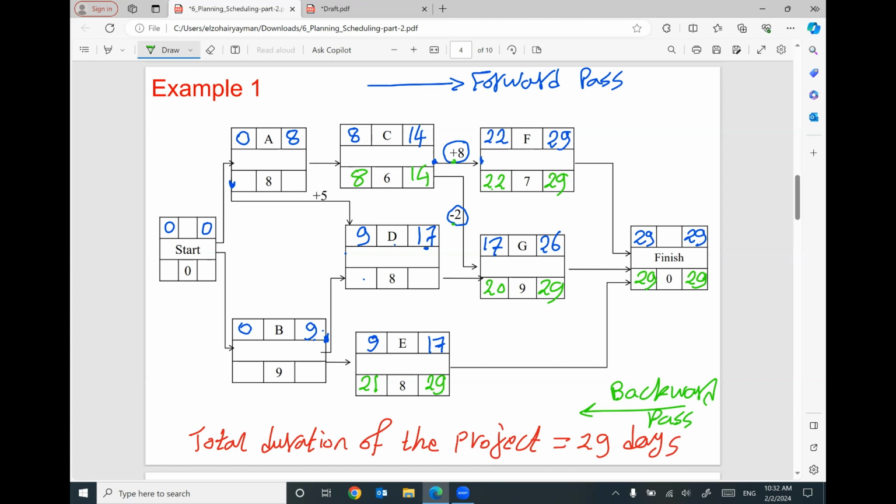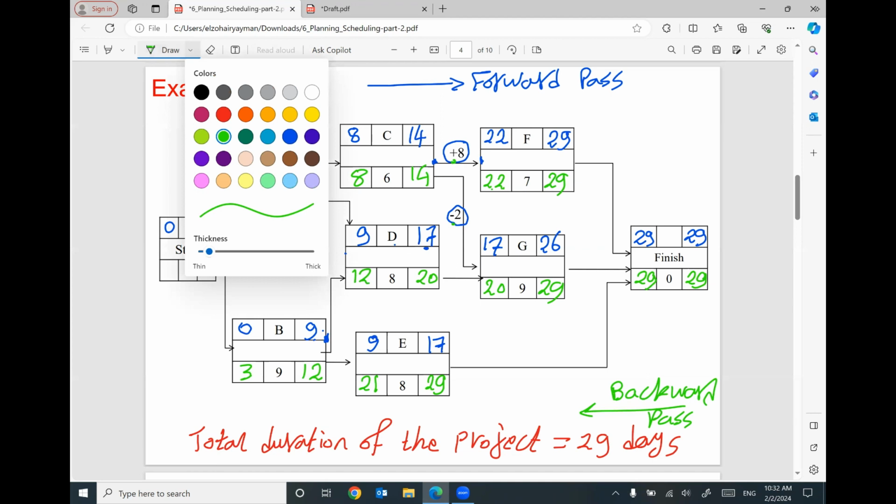For activity D, it's direct. 20, minus 8 will be 12. This one, we have here 12, and we have here 21. I'm going to use the smallest number, which is 12. So 12 minus 9 will be 3. For this one, be careful. This 8 will give you here 8, and the 8 minus 8 will be 0.